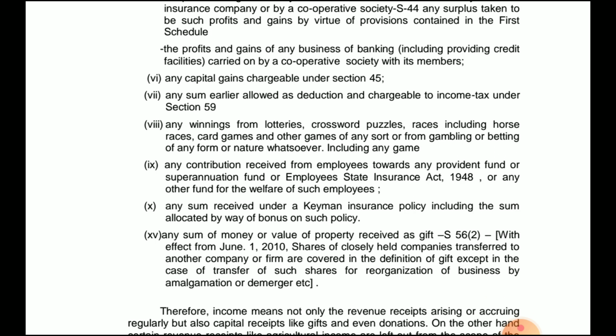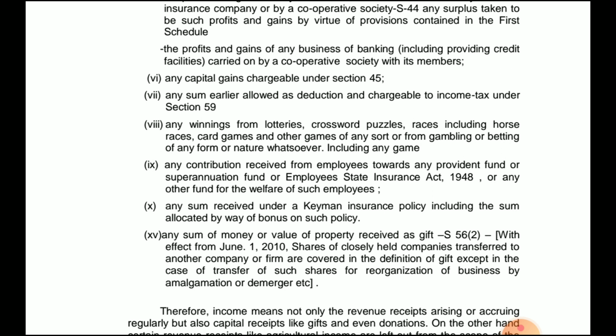Then any contribution received from the employee towards any provident fund, superannuation fund, or Employee State Insurance Act 1949, or any other fund for welfare of such employees. If anybody is contributing towards provident fund, employee state insurance or superannuation fund, even that particular amount is also treated as income.